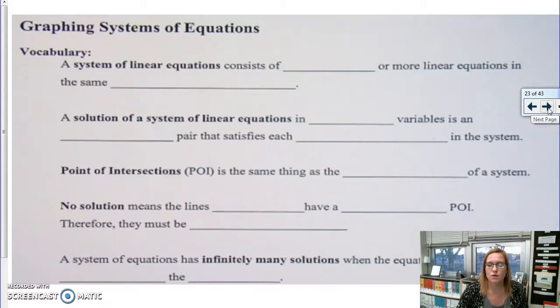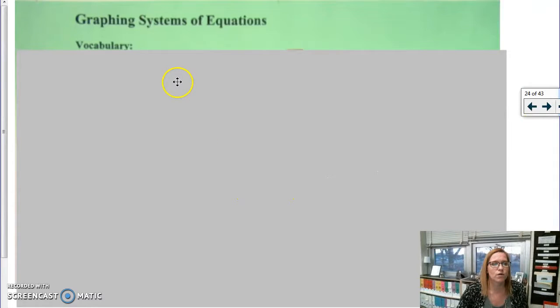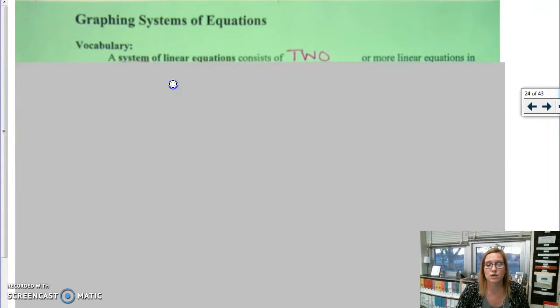And I'm going to scroll to the next page and go over our vocabulary. So graphing systems of equations, some vocabulary you're going to hear me say is a system. So what is a system of linear equations? Linear means lines, and we have equations. So we know how to take an equation, we know how to make a line, but now we're dealing with a system. And a system is basically more than one line.